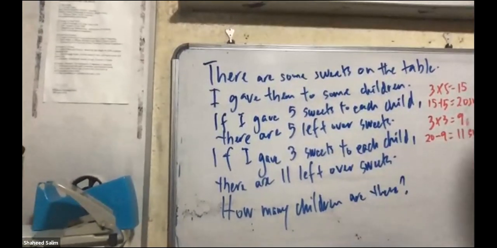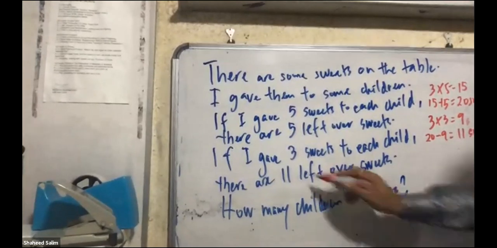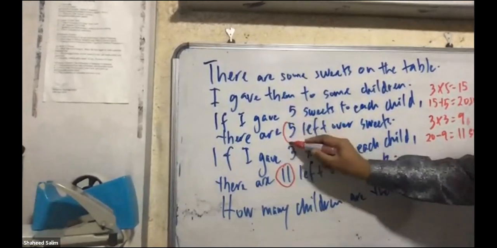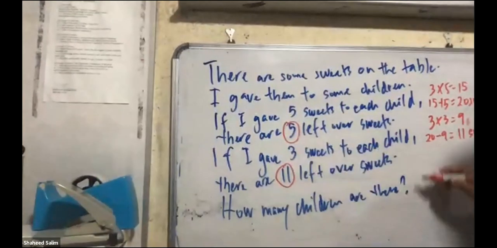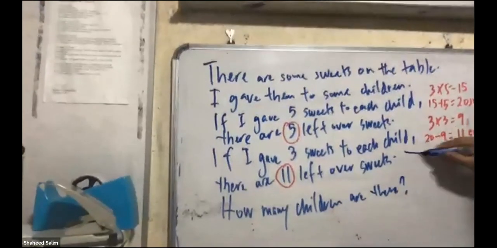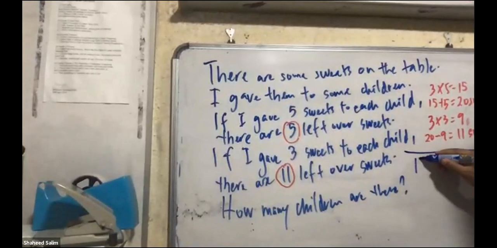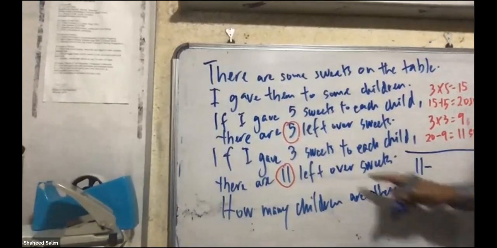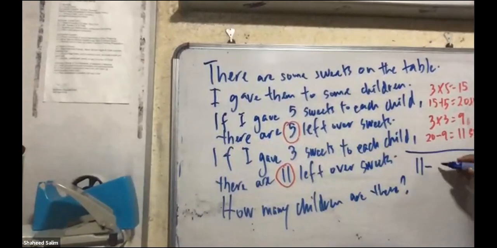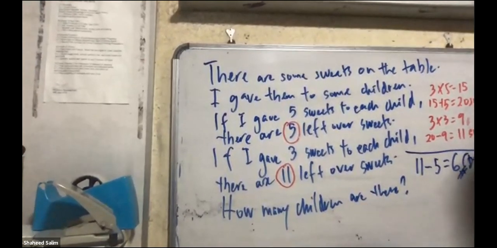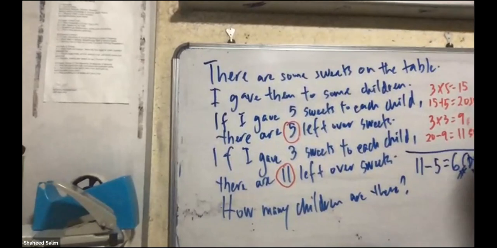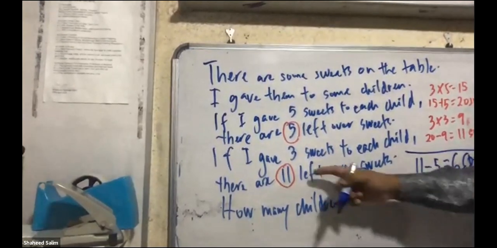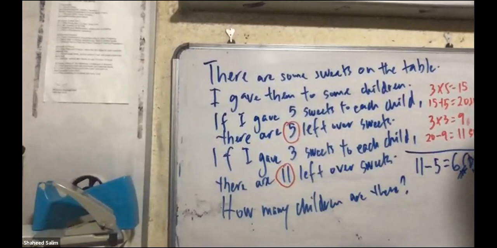Step 1, I take the leftover minus the leftover. Okay, watch. Leftover for 3 sweets per child is 11, minus the leftover for 5 sweets per child, which is 5. You get 6. The difference is 6. That's the difference in sweets.